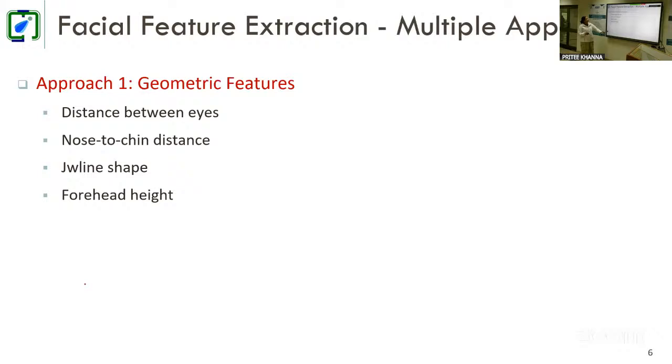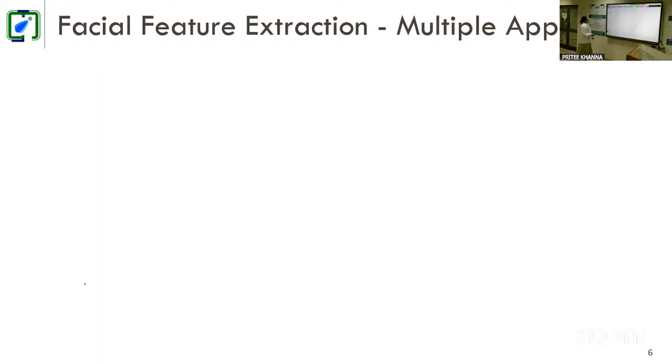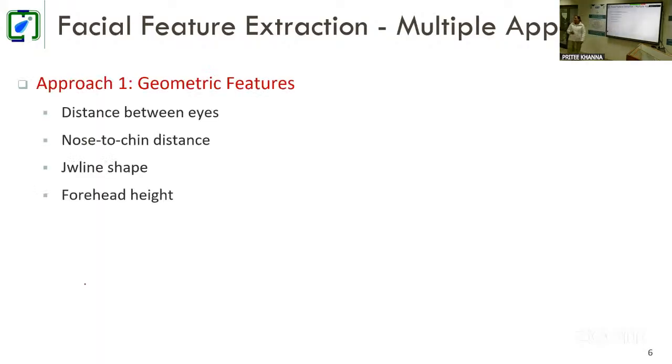So now when we talk about features, right? So what are the features over there? If you go for machine learning, deep learning, first of all, very basic features, right? So geometric features we started with. We say, okay, what is the distance between the eyes, nose to chin distance, jawline shape, forehead height, all these simple features, right? If you look at the demo, in the machine learning based demo, so many simple features are given over there. Then we move one step further.